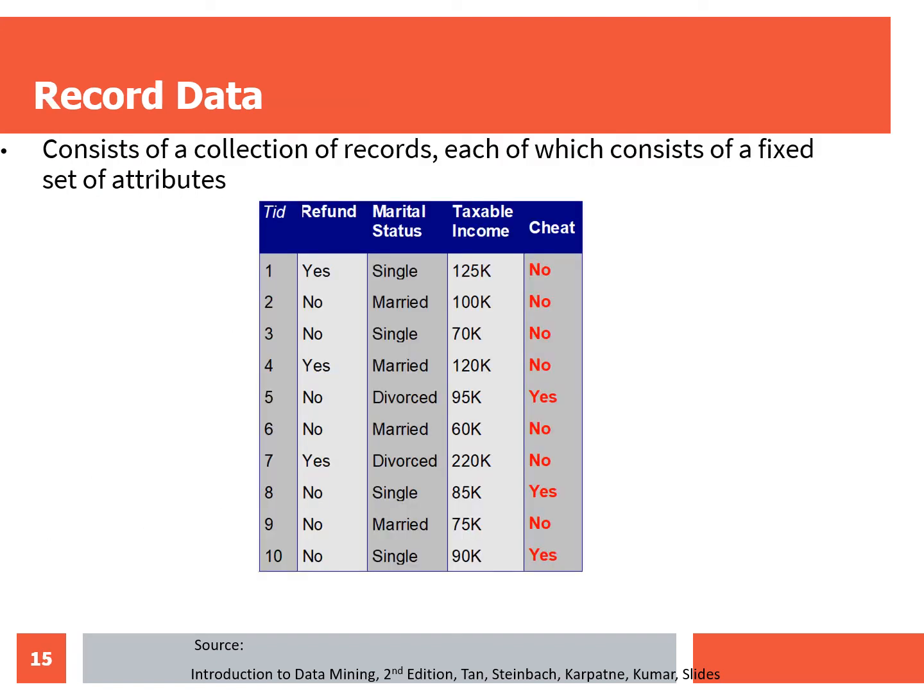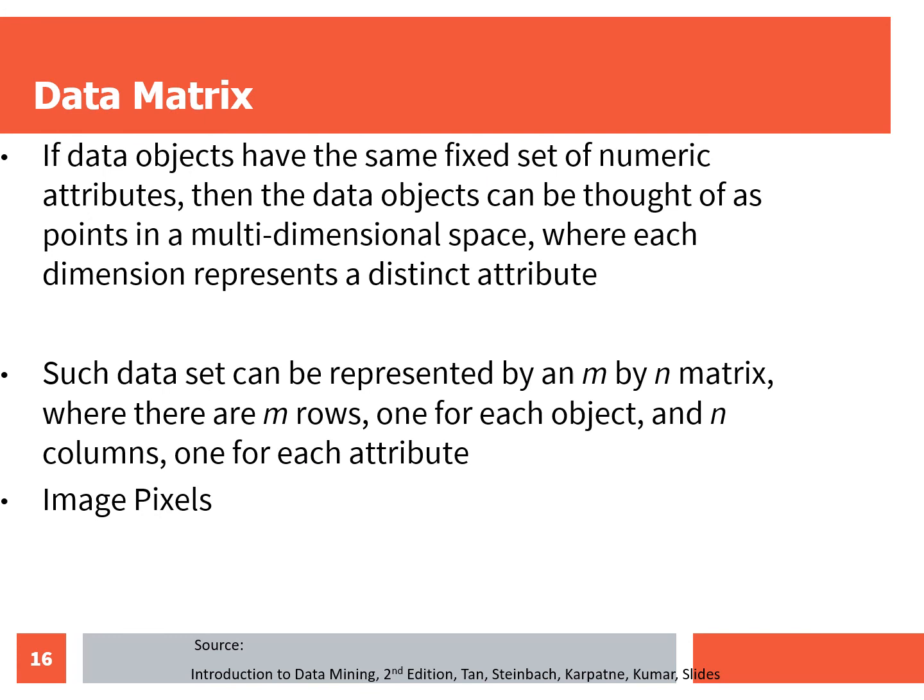So records are generally a collection of records, as I told you, with a fixed set of attributes. Data matrix is numeric attributes. Then the data can be thought of as a projection into multidimensional space, and it can be represented by an m by n matrix with m rows and n columns. Just consider an image. An image is an example of a data matrix where these are pixels of an image.